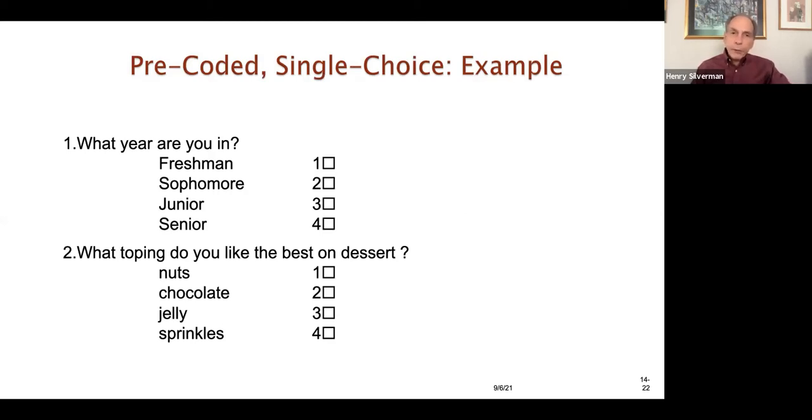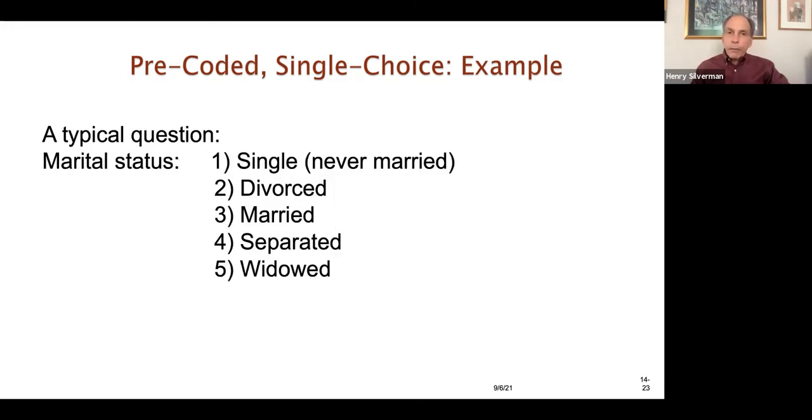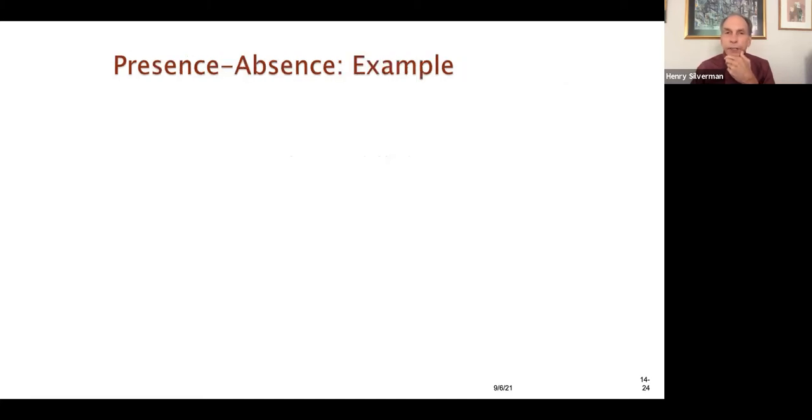What year are you in? What topping do you like the best on dessert? That second question really deserves an other category as well. Another typical pre-coded is marital status. So all of the pre-coded single choice answers we mainly use in the demographic section of the questionnaire.